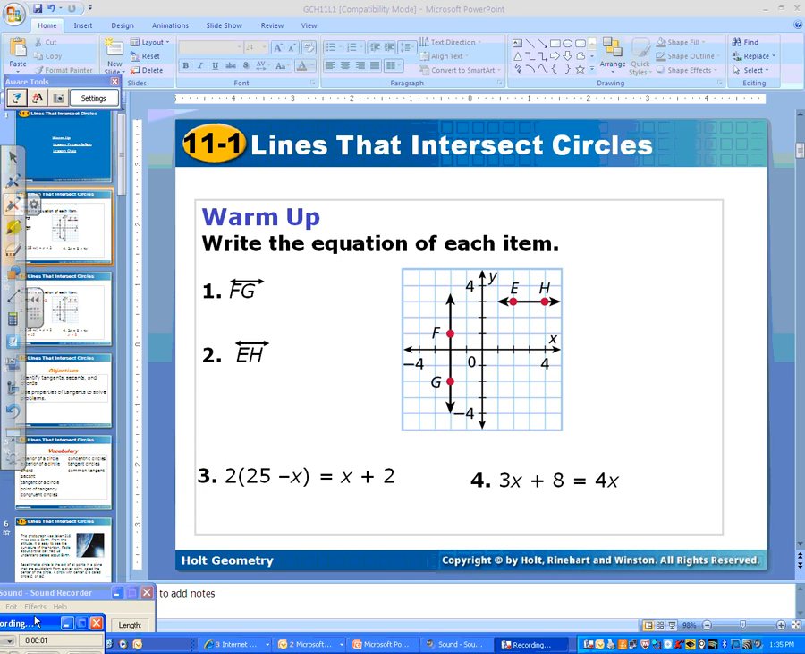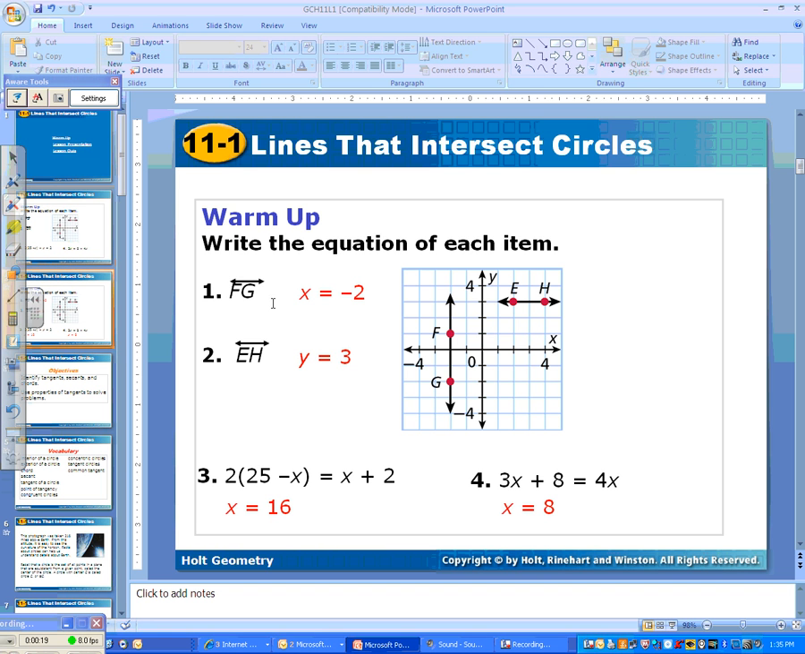Okay, we're starting chapter 11, and guess what? It's all about circles. Usually the first section in a new chapter is pretty easy, and I agree that this is pretty simple, but there's just a lot of information. So let's start off with just the warm-up, see if you can do these questions and get them correct.